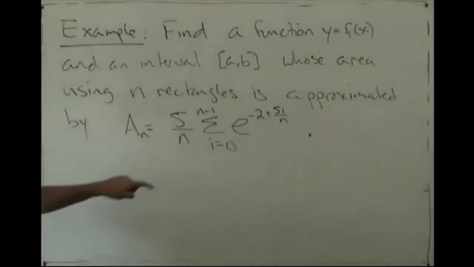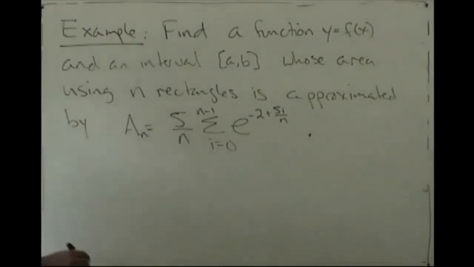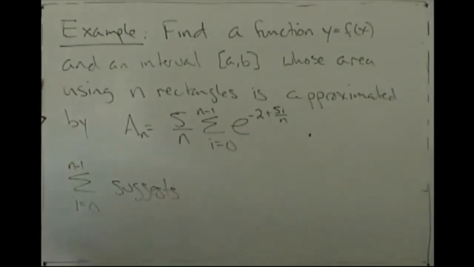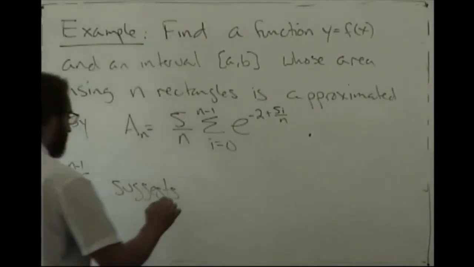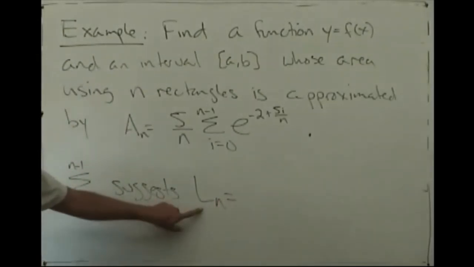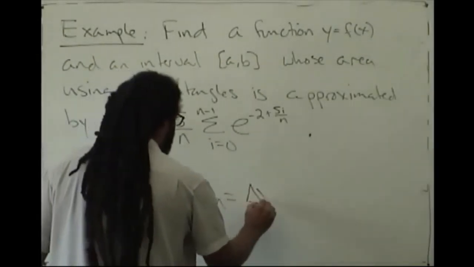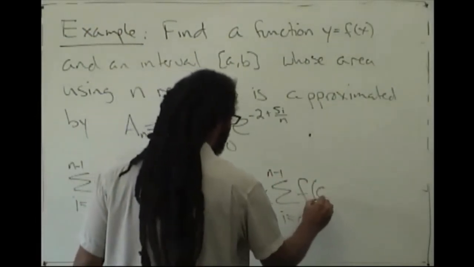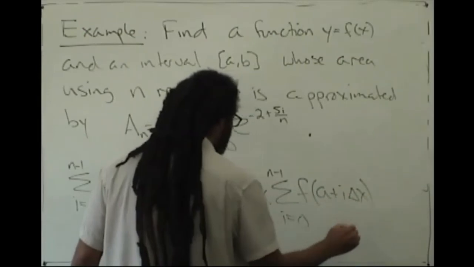Well, it looks like since we go from 0 to n minus 1, let's try the left endpoint approximation. So the sum from i equals 0 to n minus 1 suggests that we've got the left endpoint approximation, because remember, the left endpoint approximation starts at 0 and stops at n minus 1. So remember what that is. That's delta x, and then the sum i goes from 0 to n minus 1, and then f of a plus i times delta x.